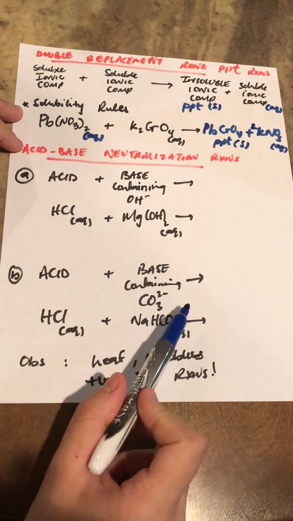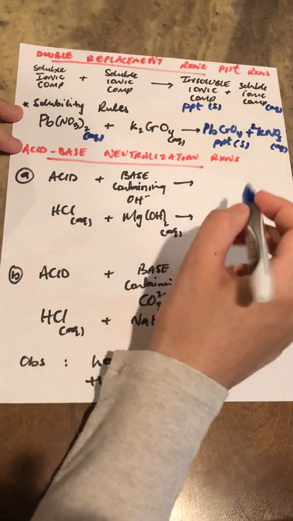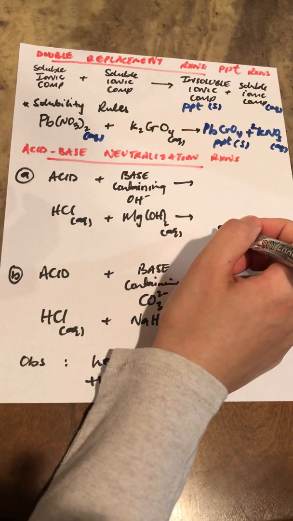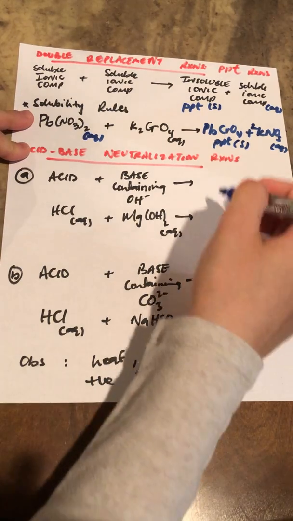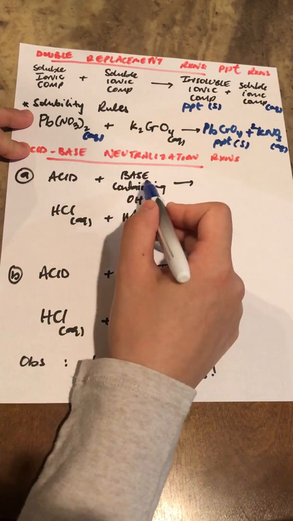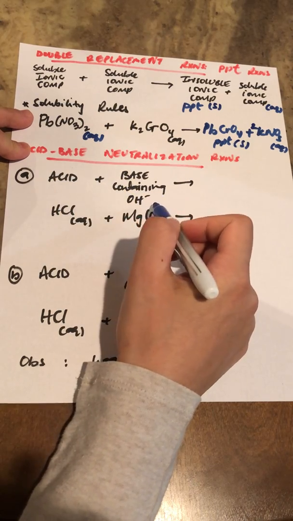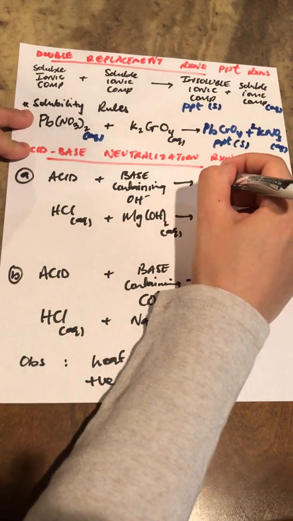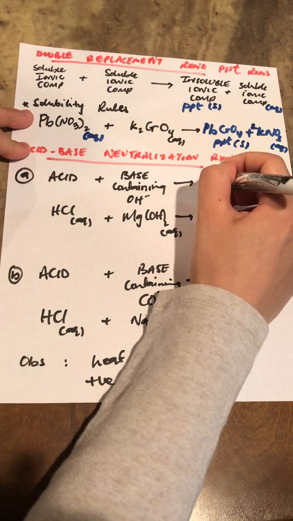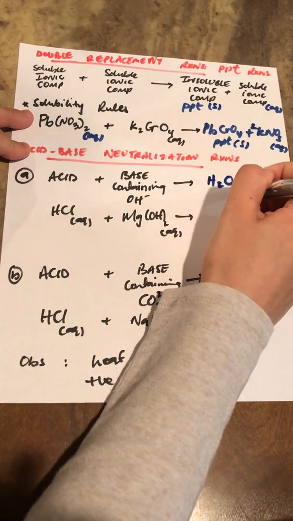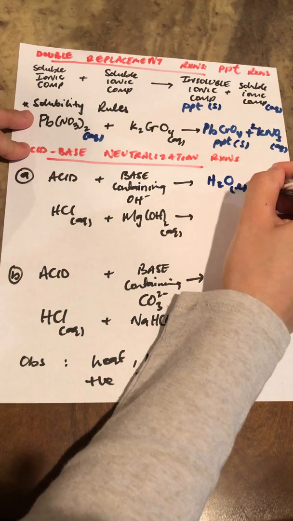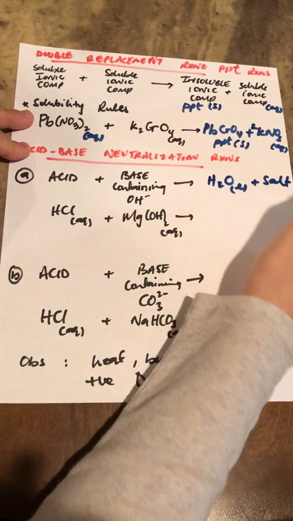Okay. Now, the only difference in the product would be in just the generation of carbon dioxide. So over here, when an acid reacts with a base containing the hydroxide ion, what we end up getting as the first product is water. So liquid water is the first product. And then the second product is going to be a salt.